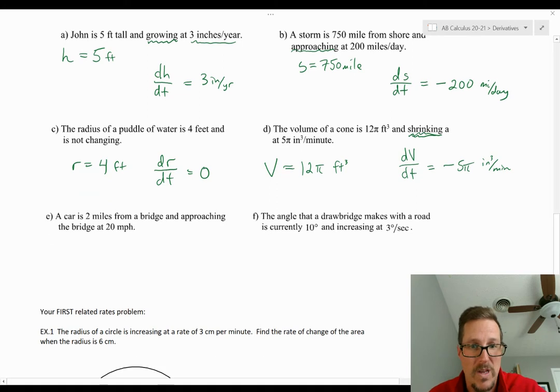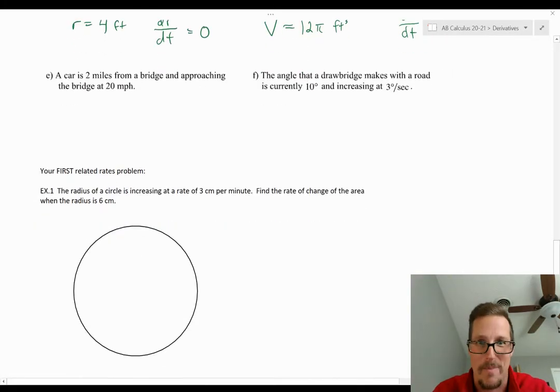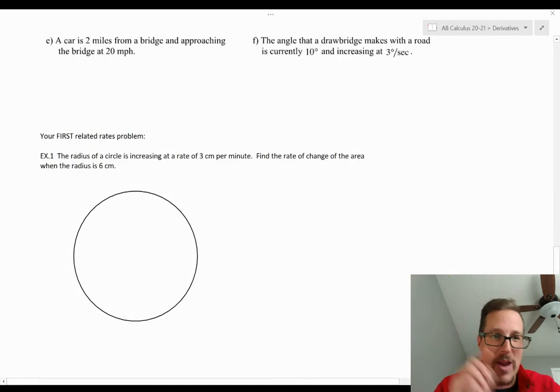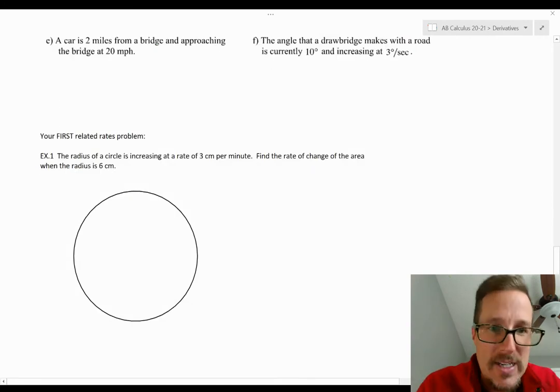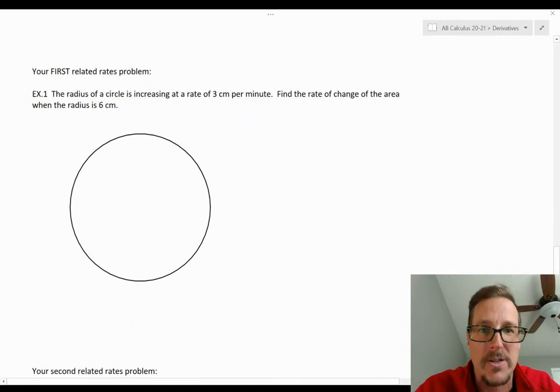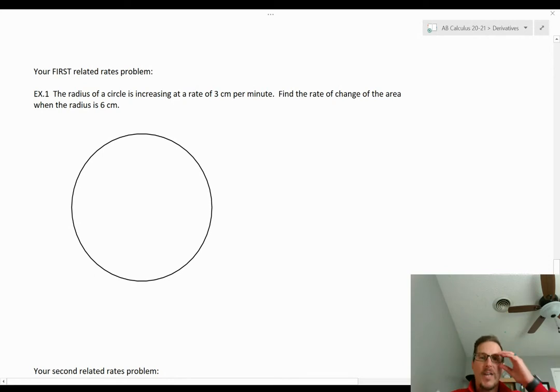Okay, so I'm going to show you your first related rates problem. Get ready. Here we go. Let's do it. All right. The radius of a circle is increasing at a rate of 3 centimeters per minute. Find the rate of change of the area when the radius is 6.